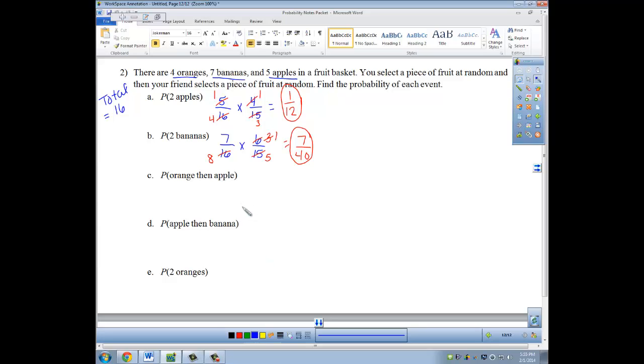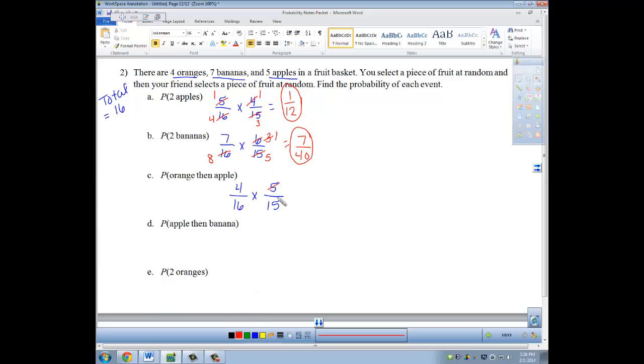Part C, we want an orange, then an apple. So when we first choose our orange, there are 4 oranges out of my total 16 pieces of fruit. When your friend chooses, since we chose an orange the first time, then we still have 5 apples to choose from. So 5 out of, now I only have 15 pieces of fruit. So that one was slightly different just because they were different pieces of fruit. We had 4 oranges out of a total 16, and then we had 5 apples out of now 15 pieces of fruit. We can cross-reduce a little bit.